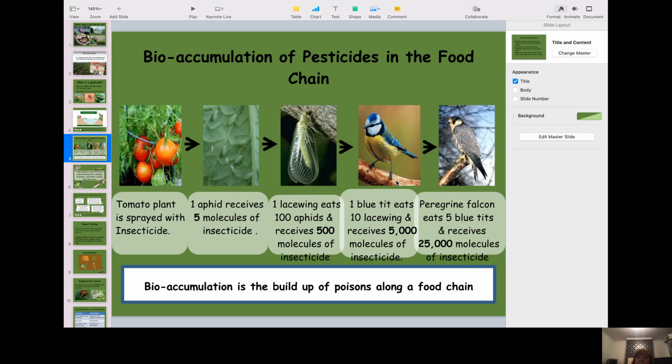The blue tits are then eaten by the peregrine falcon, and he eats 5 blue tits. So 5 multiplied by 5,000 means that he receives 25,000 molecules of insecticide. So this is the way pesticides accumulate within the predators. The further up the food chain you travel, the more molecules of insecticide or pesticide that creature consumes. So obviously it's becoming more and more dangerous.